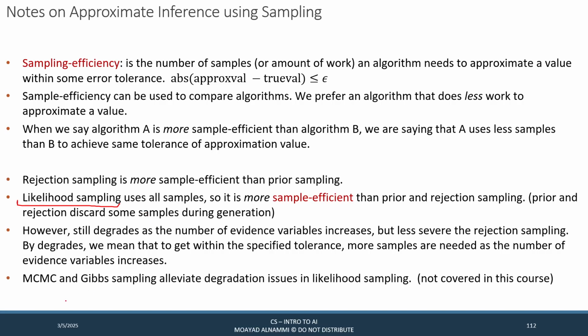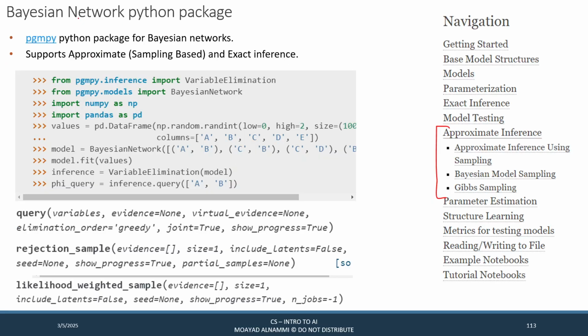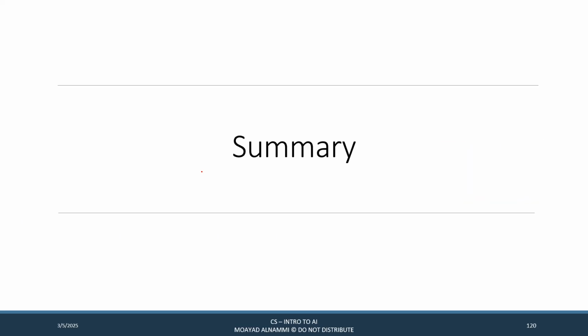There are actually more sample efficient algorithms than likelihood weighing. These are MCMC and Gibbs sampling. These are two algorithms that we didn't discuss, and we don't really cover them in this course, but I thought to mention them so that you are aware. Going back to the pgmpy package, as I mentioned, it supports Bayesian networks. It supports exact inference, but it also allows you to run approximate inference. You can use rejection sampling, and it also supports likelihood weighing sampling. And with this, we have finished the uncertainty topic.